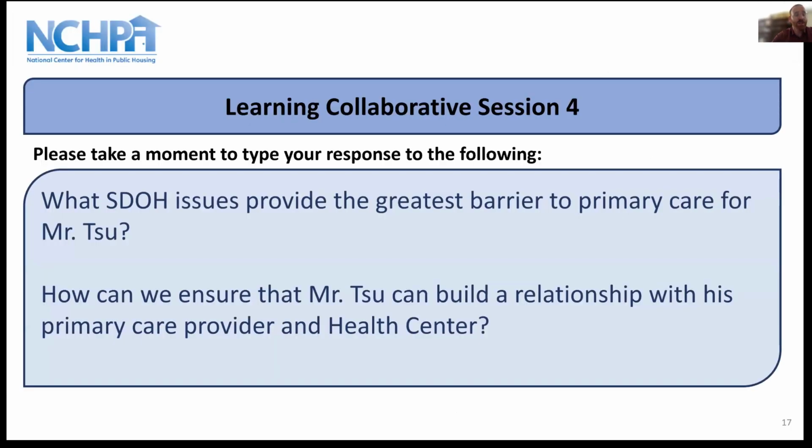So I'd like to take 5 minutes and consider the following. What SDOH issues provide the greatest barrier to primary care for Mr. Su? And how can we ensure that Mr. Su can build a relationship with his primary care provider and health center? We're going to take 5 minutes.